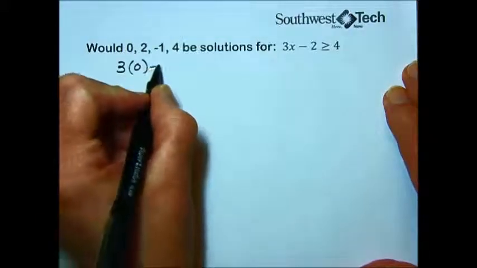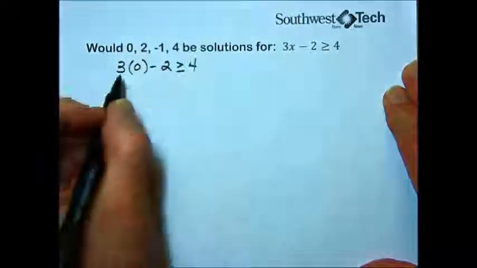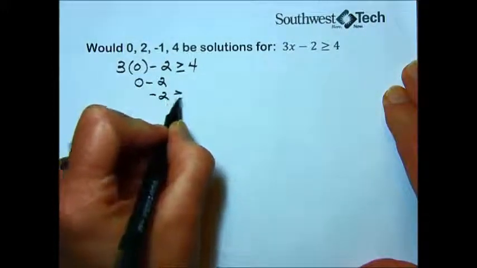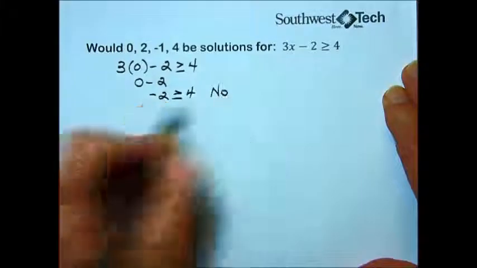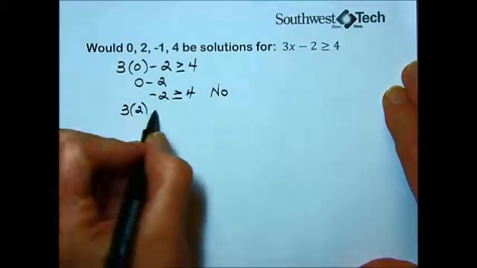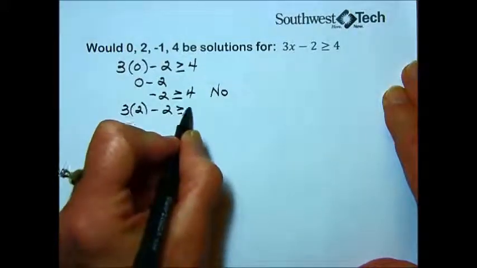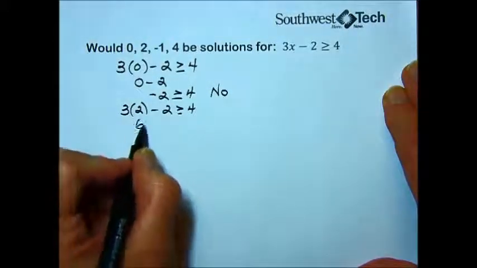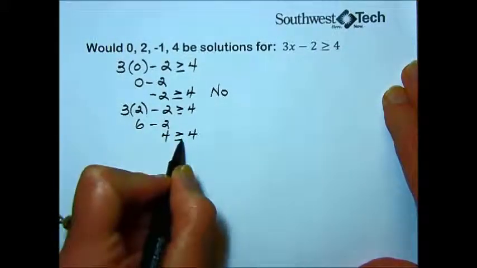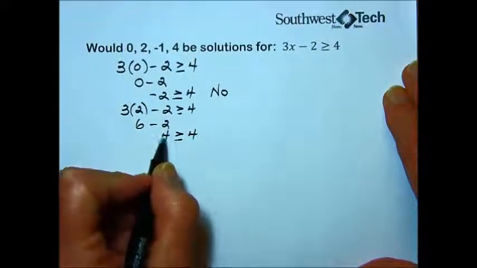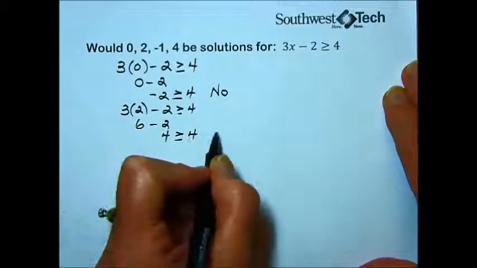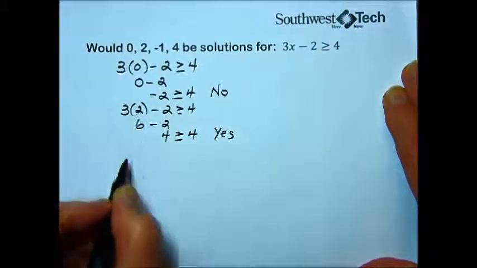We'll let x equal 0 in the first to see if we have a solution. Multiplying, we get a 0 minus 2, which is a negative 2, is not greater than 4, so we would say no on 0 being a solution. Replacing x with a 2 for the next value, see if we get a true expression. Multiplying, 6 minus 2 gives us 4. It's not greater than 4, but because this inequality has the equal portion of it, it does satisfy the 4 equal to 4, so we would say yes, 2 is a solution.